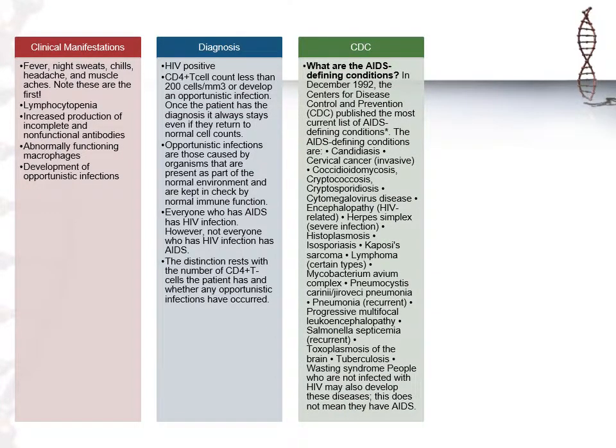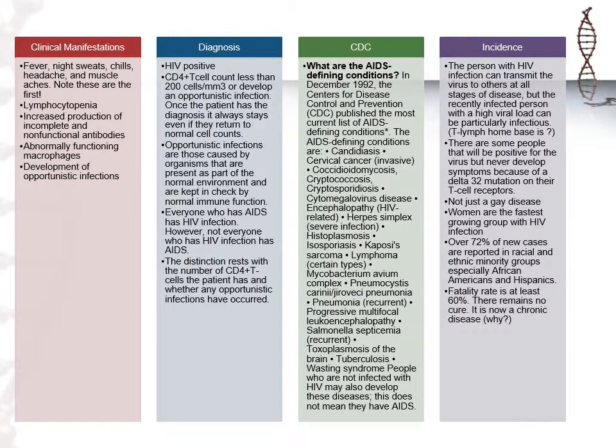In December of 1992, the Centers for Disease Control and Prevention published the most current list of AIDS-defining conditions. These conditions list opportunistic infections the patient will have or could experience, such as wasting syndrome. People who are not infected with HIV may also develop these diseases, but that does not mean they have AIDS.